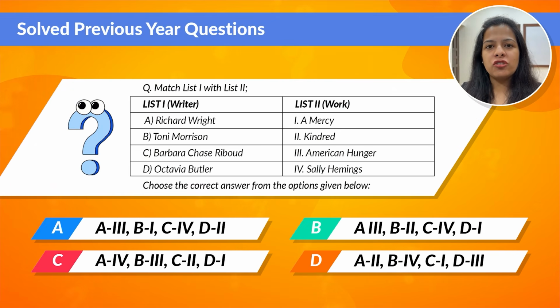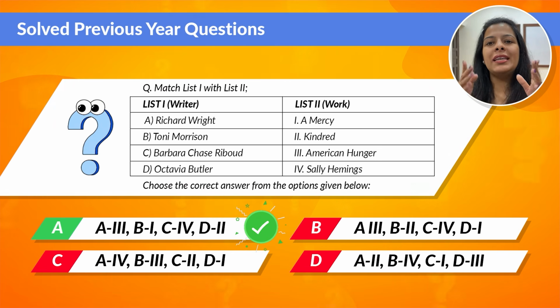The next is a match the column sort of a question where you have been given four writers, and then on the other hand you have been given four works. So out of this combination we know that Mercy was written by Toni Morrison. Now you have to look at the options given, and we can very simply mark that the correct answer is A, because it is only in A that Mercy is paired with Toni Morrison.